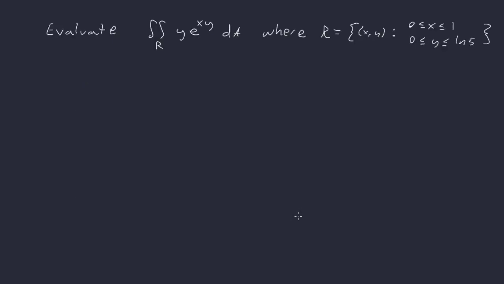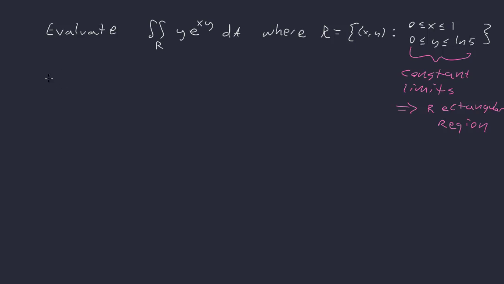Okay, so let's take a look at this integral here. We want to find the double integral over R of y e to the xy dA, where R is this rectangular region here, where x is between 0 and 1, and y is between 0 and natural log 5. This is a rectangular region because these are constant limits. Okay, so constant limits imply a rectangular region.